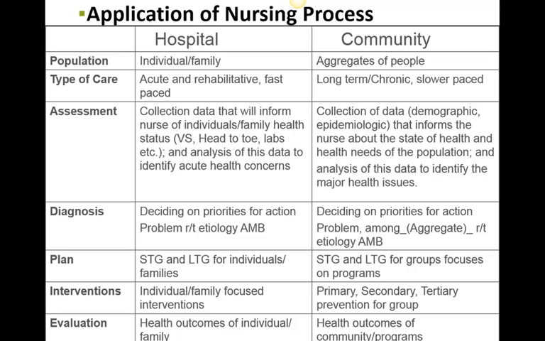And then as you go down, you will see that as you do your diagnosis, planning, and interventions, it's going to be based on that population. So you may be doing things like setting up programs for a whole population, doing outreach education in the public arena, things like that. So that is the difference between community and acute care nursing.